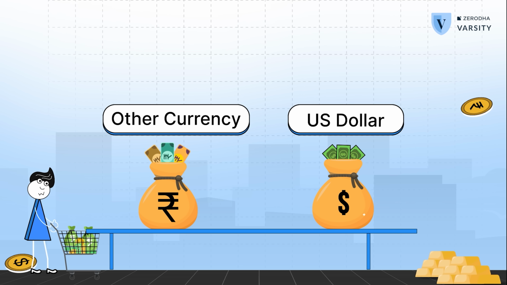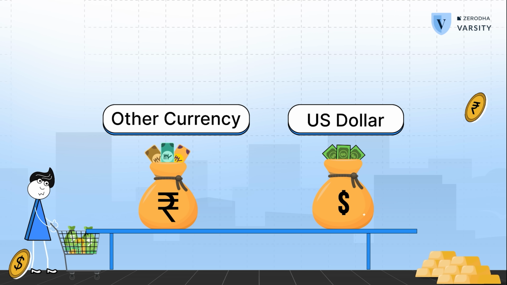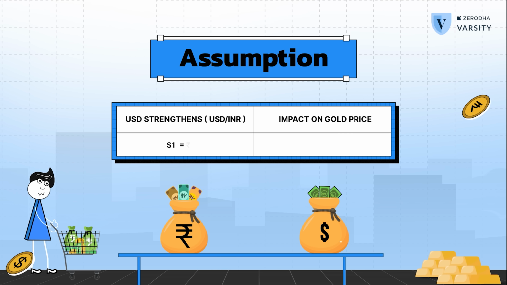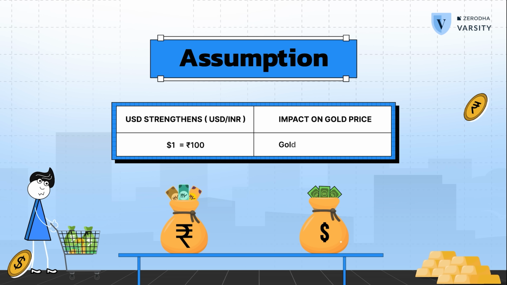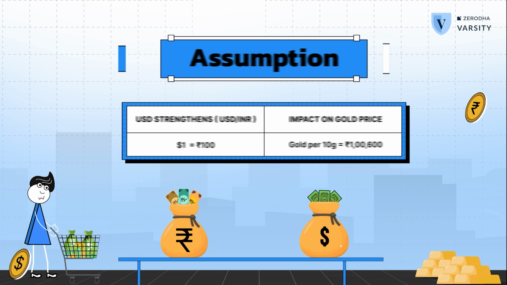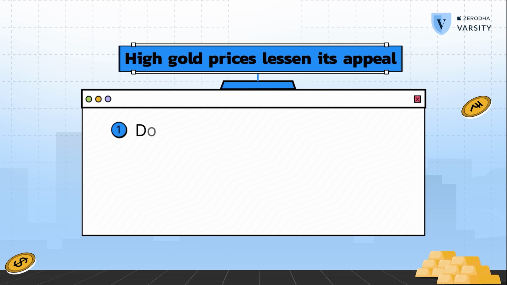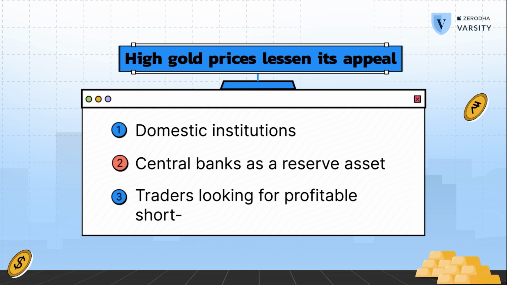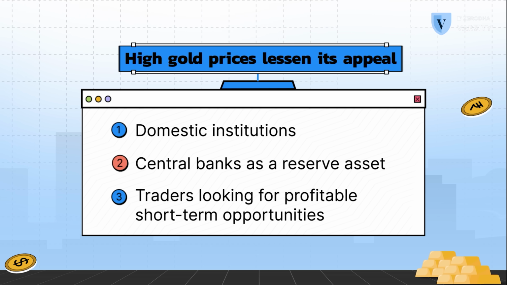If the US dollar strengthens, that means the rupee and other baskets of currencies weaken. Assume for a moment that the US dollar goes to 100 rupees. Then the price of gold per 10 grams goes to 1,06,000 rupees. This increased price of gold makes it less attractive for domestic institutions, central banks and of course the traders. This lowers the demand for gold. So as a trader in gold, look for the factors that influence the US dollar and treat those factors as a leading indicator to base your trading decision on.